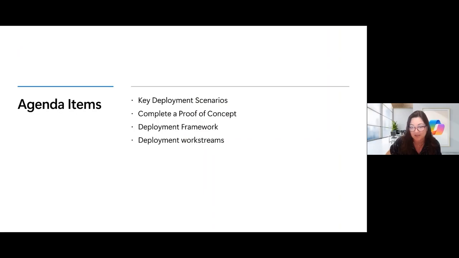We have a pretty brief agenda today. What I want to cover is a brief review of the key deployment scenarios and a quick reminder about what it means to complete a proof of concept. Then we're going to go into a little more detail about the deployment framework that we put together for you to enable your success and what the specific deployment work streams are.